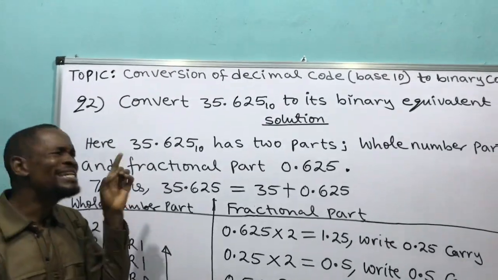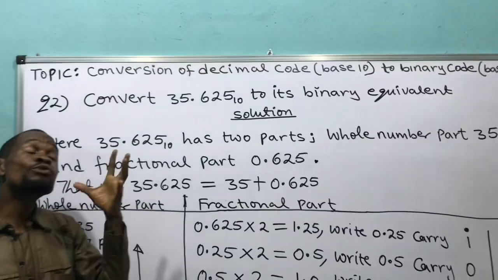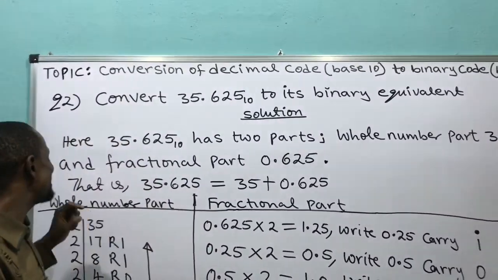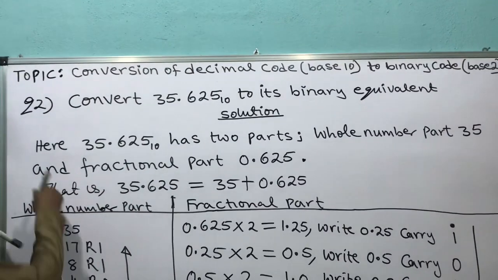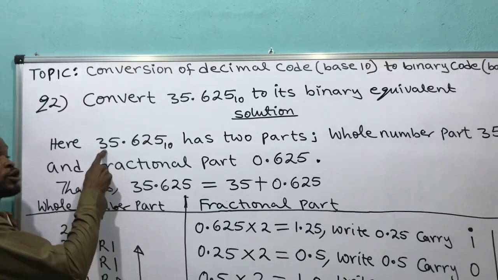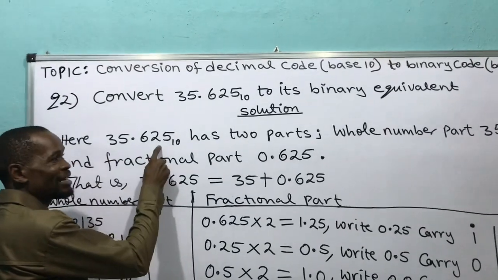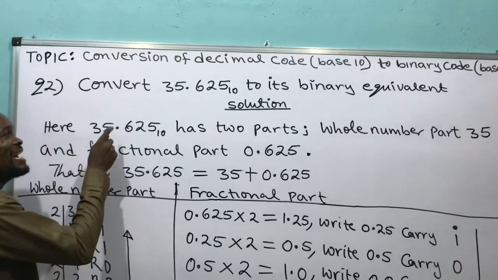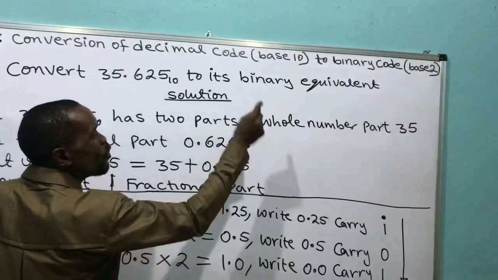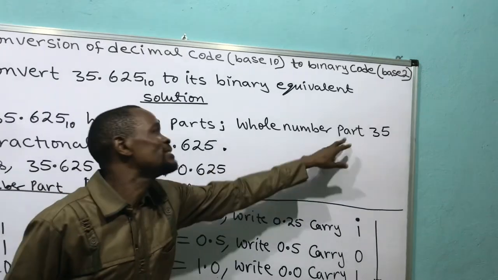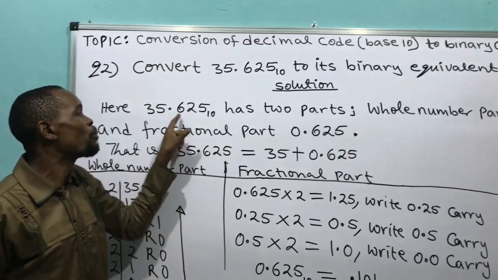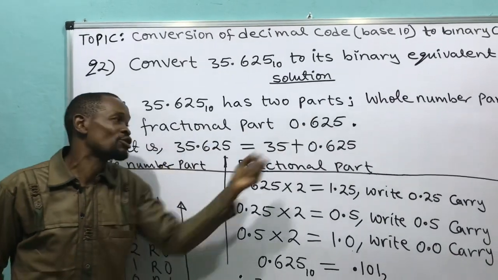The former one we did was a whole number. The first question, question number 1, was a whole number, which is 25. But in this case now, we have 2 parts, a whole number part and a fractional part. That means this 35.625 has 2 parts. The whole number part is 35, and the fractional part is 0.625. That's the fractional part.